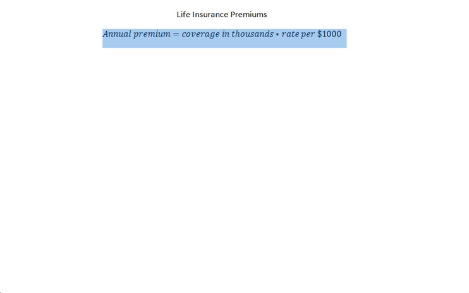In this section, we're going to learn about life insurance. To start, we're going to see how life insurance premiums are calculated. Now, the annual premium is going to equal the coverage in thousands times rate per $1,000.